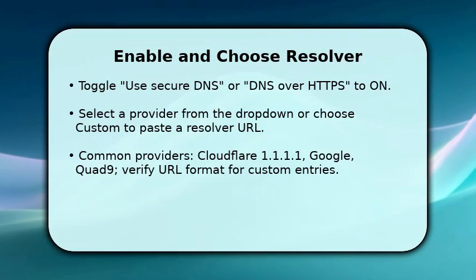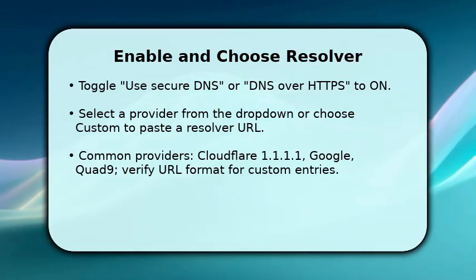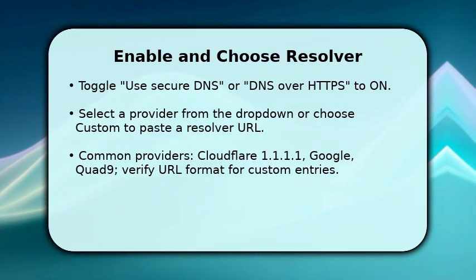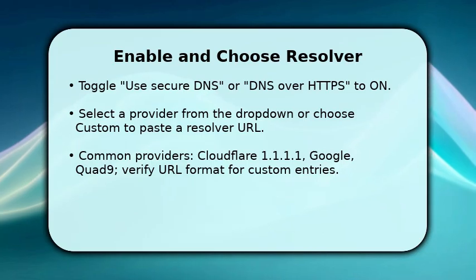You toggle the secure DNS setting on. That activates DNS over HTTPS inside Opera GX. Once done, use the drop-down to pick a provider like Cloudflare or Google for one-click security.